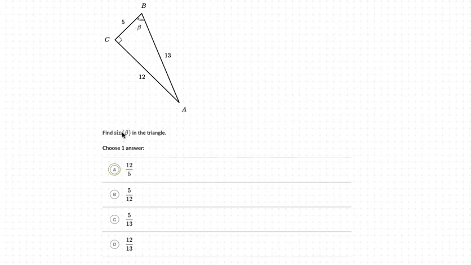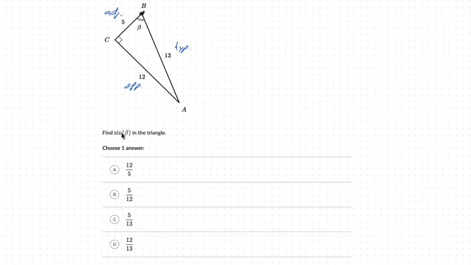So here we're looking for the sine of angle B. So we're up here at B. And from the perspective of angle B, this 5 is the adjacent leg, and the 12 is the opposite leg. Remember, the legs are the two sides that make the right angle. The side that's across from the right angle, that's the hypotenuse.